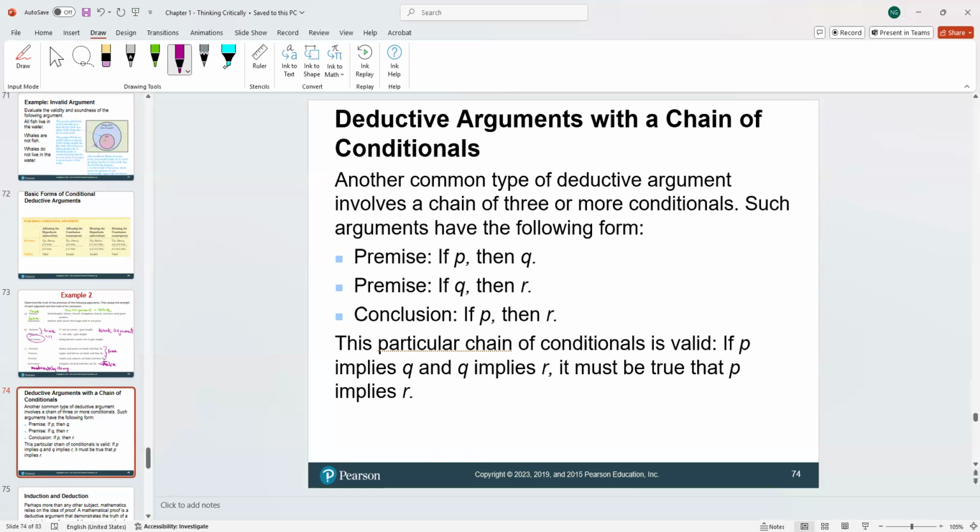If Jane is friends with Jacob and Jacob is friends with Mark, so Jane obviously is a friend of Mark also, because they're gonna connect anyway. So this particular chain of conditionals is valid: if P implies Q and Q implies R, it must be true that P implies R. So I take it in terms of friendship. So three people, I mean, the first one doesn't know the third one, you know.